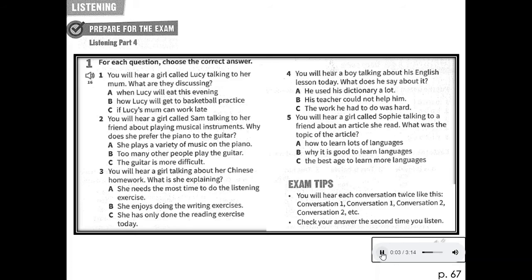1. You will hear a girl called Lucy talking to her mum. What are they discussing? I'm working a bit later than usual today, Lucy. OK, Mum, but can we have dinner before 5:30? I've got basketball practice. But I won't finish work until 5:30. Oh, never mind. I'll just have a snack before I go out then. OK, you can have a proper meal when you get back.